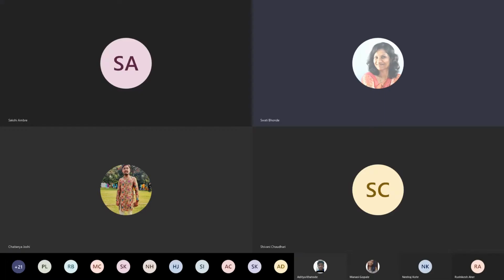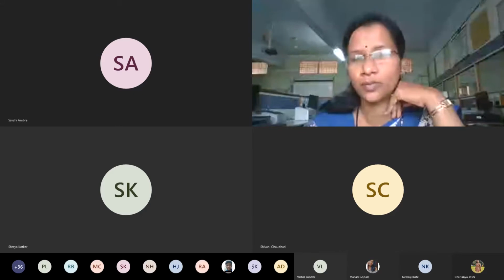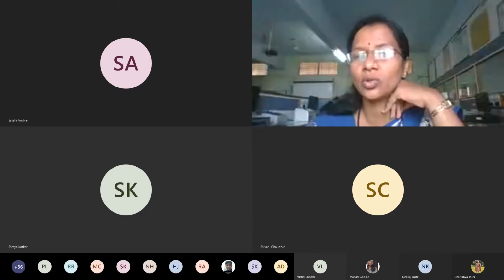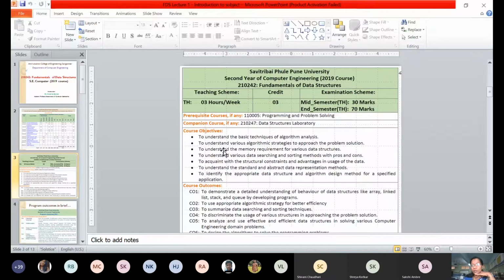Second objective is to understand various algorithmic strategies to approach the problem solution. As any algorithm is written to solve the problem, that's why the statement written here is to approach the problem solution. The second objective is clear?